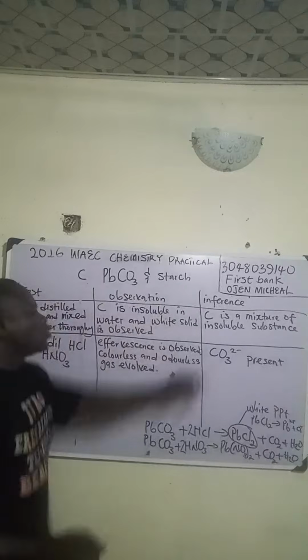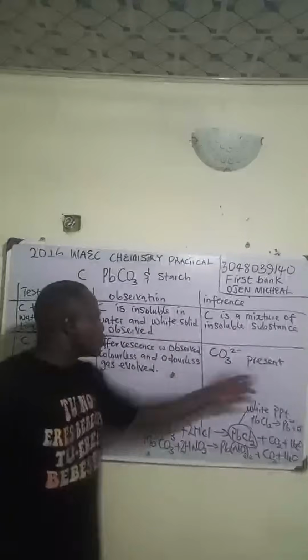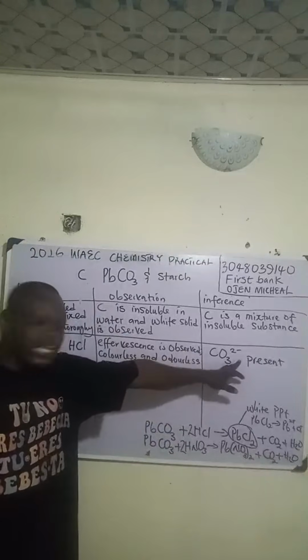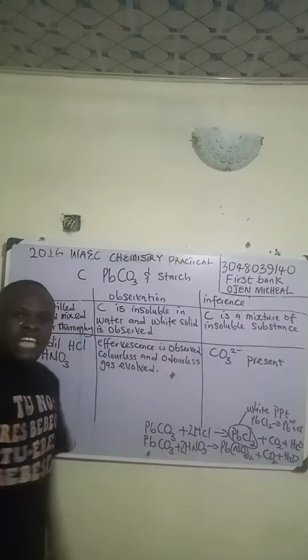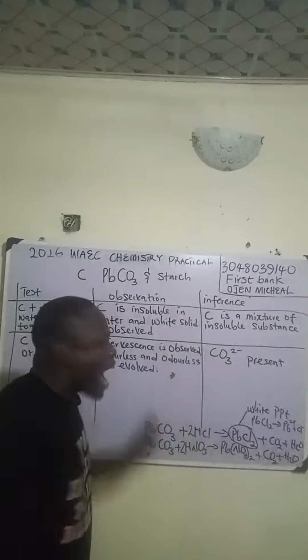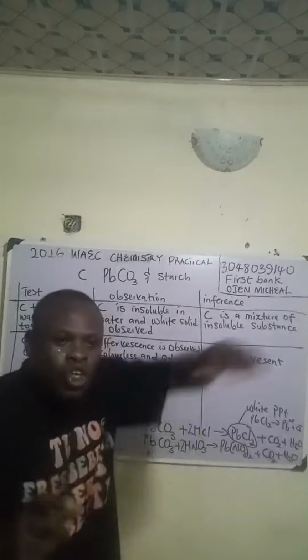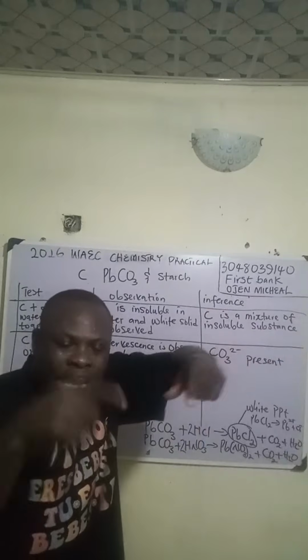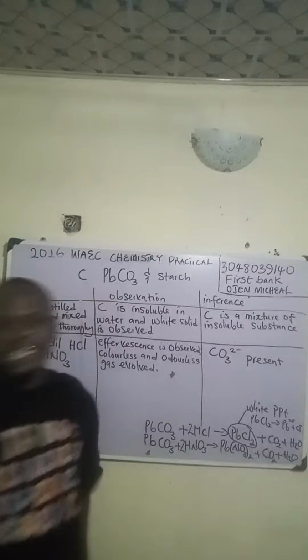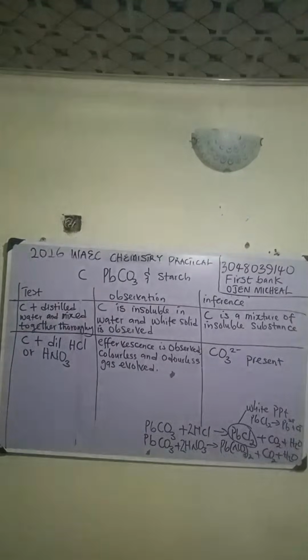You are inferred, that is what you are going to write. CO3 2-, well, this is the gas that will be evolved. This one is present. Now, in the requirement, you are asked to treat this one with what? Lime water. As soon as the gas is coming out, if you pass that gas through lime water, the lime water will turn milky. That is to confirm that carbon dioxide is present or is evolved.